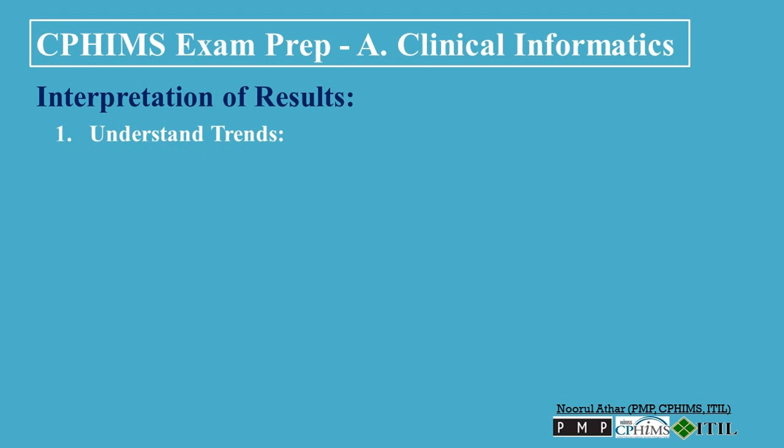Recognizing these trends and anomalies helps healthcare providers and administrators understand changes in healthcare needs, patient behaviors, and the effectiveness of treatments or interventions. 2. Outcome correlation. This involves linking data findings to specific clinical and operational outcomes. For example, correlating patient demographics or treatment protocols with recovery rates. Understanding causative factors is crucial.